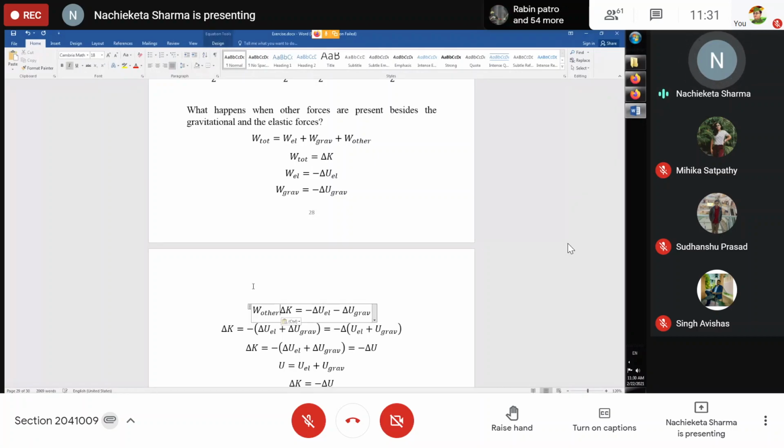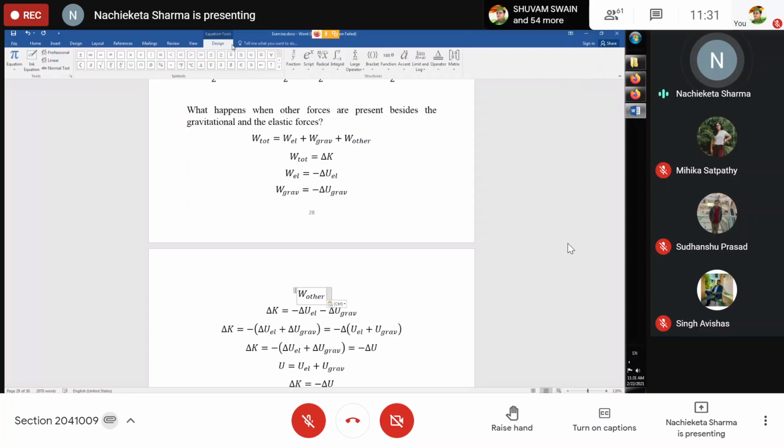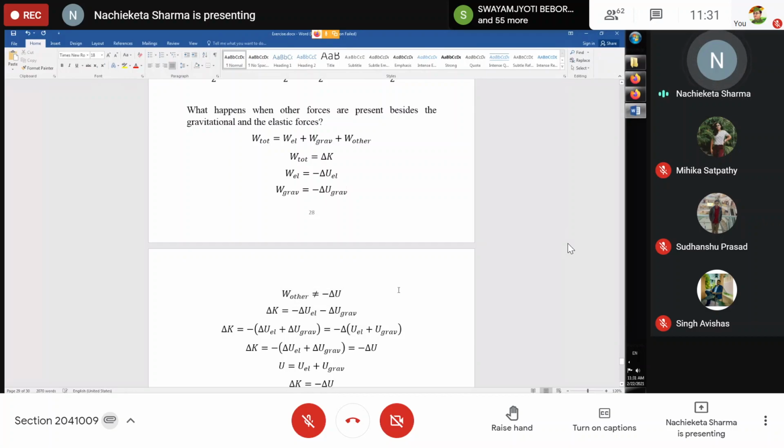Because you see, this W other, you cannot express it. You cannot write it as a function of any delta functions. You cannot write it, isn't it? So that is the crucial point. You cannot write it like this because your frictional force is not associated with a potential energy function. So you cannot write W other with a potential energy function.